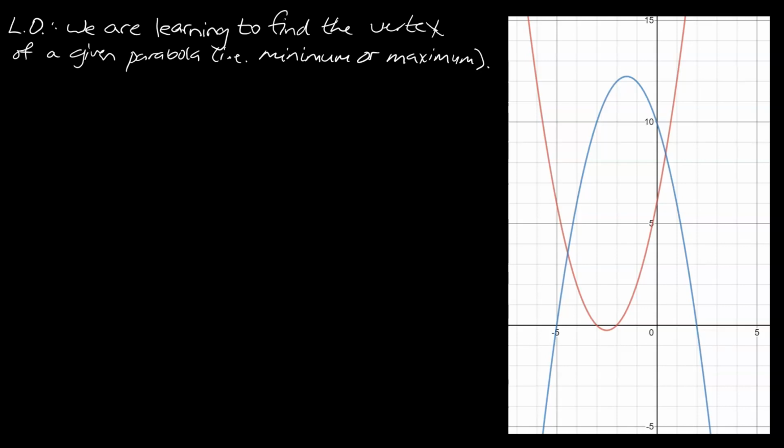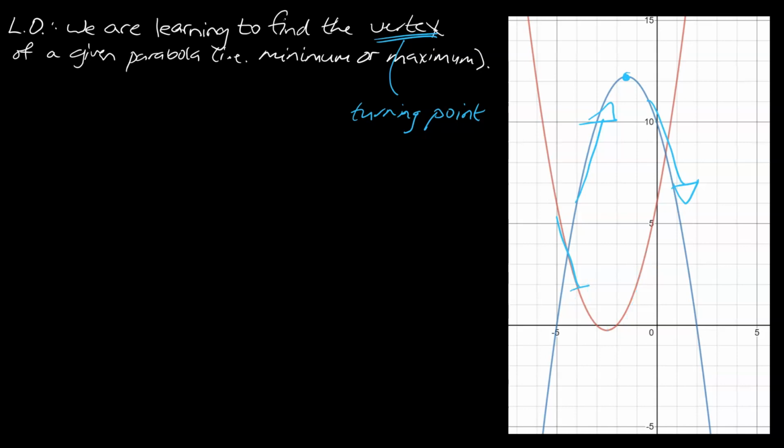Today's learning objective is in white, and we are learning to find the vertex of a given parabola. Vertex, you may have heard it called the turning point, is the point where the gradient goes from positive to negative. So it means it changes direction. The red one is going down, so it has a negative gradient, and then it's going up, so it has a positive gradient. Hence why it's a turning point.